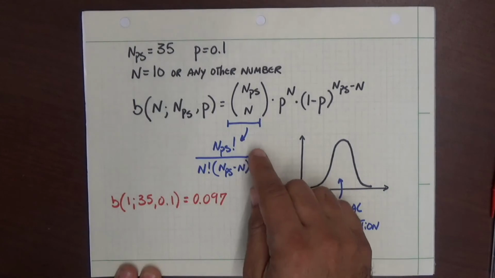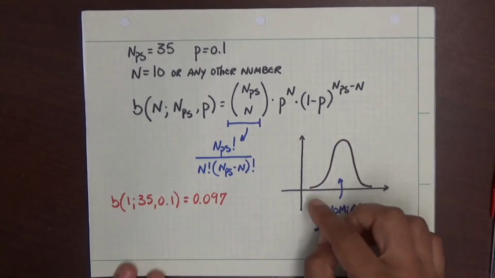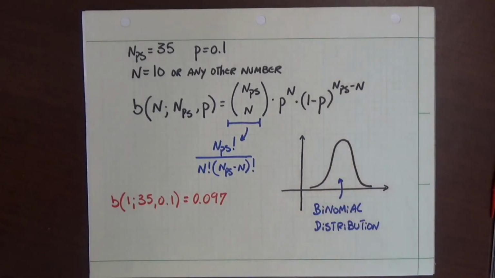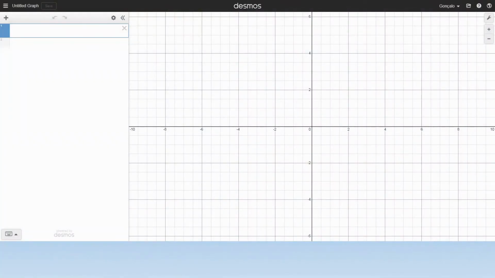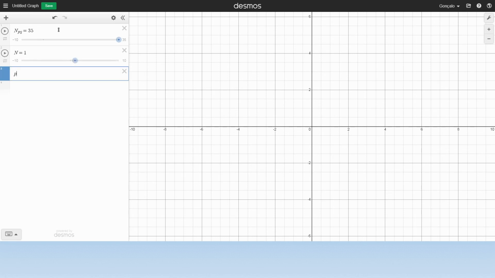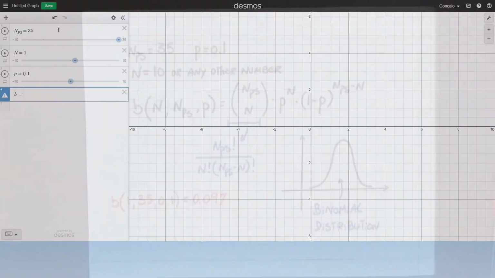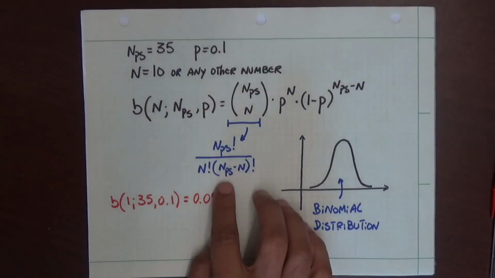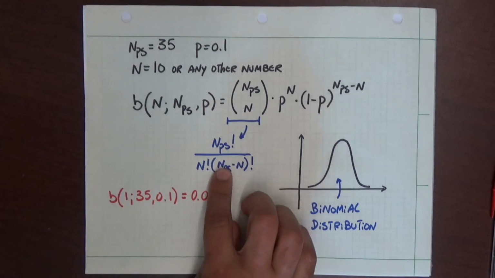And now let's use Desmos to plot this information and see if we get the binomial distributions. So if you open Desmos, we are going to start by defining our NPS, which is equal to 35 users. For the number of users, I'm going to put 1 for now, and the probability equals 0.1. Let's find the binomial distribution, which is given by the number of combinations, which is this part here in blue. So let's compute this one first.